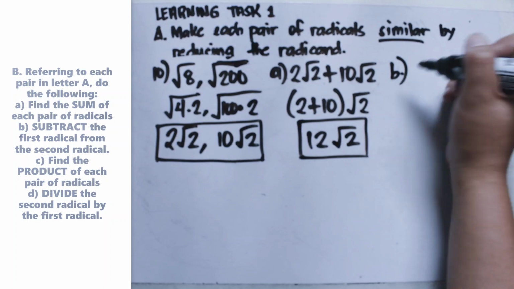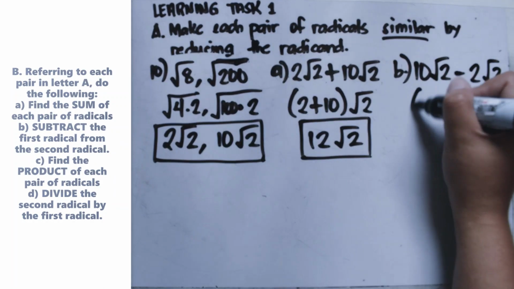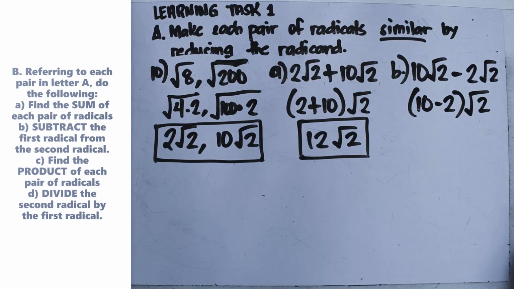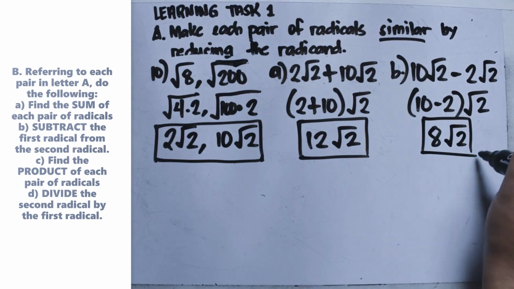So, letter B na tayo agad-agad. So, subtract. So, we have 10 square root of 2 minus 2 square root of 2. Subtract the numerical coefficient. We have 10 minus 2 and then just copy the same radical square root of 2. So, 10 minus 2 is 8 and then copy square root of 2. Final answer.